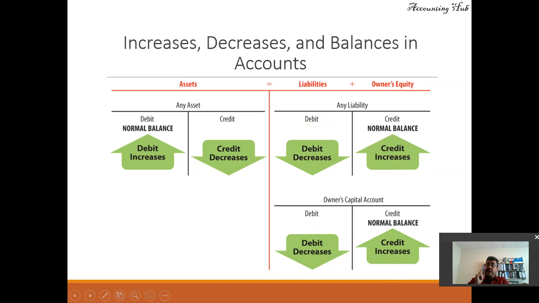And guys, if you remember, revenues and expenses are related to the owner's capital or owner's equity. So revenue increases our owner's equity, so it will be credit. Expenses decrease owner's capital, so it will be debit.